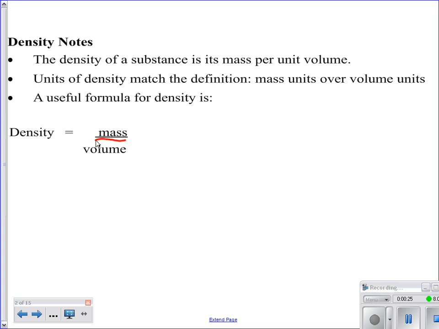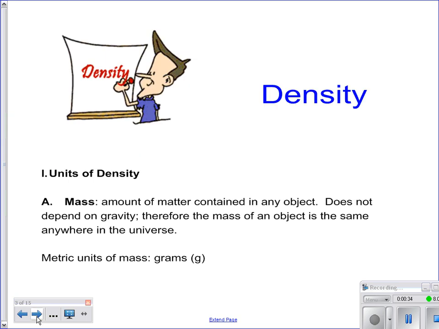So this is a formula that you maybe want to have memorized, but what we're going to see is we can even use dimensional analysis again, and it will work out, and you don't really have to have it memorized, as long as you know some common units for mass and volume and density.